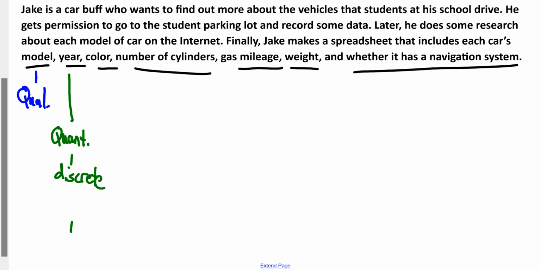Color, no numbers to that. It's going to be categorical, qualitative, and that's, again, nominal. Number of cylinders, that is quantitative. You see the word number, which should hopefully give it away, usually. Quantitative, and again, you can't have a half cylinder, so this is also discrete.